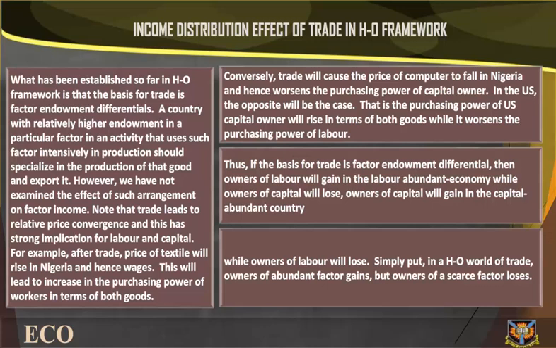Thus, if the basis for trade is factor endowment differential, then owners of labor will gain in the labor abundant economy while owners of capital will lose. Owners of capital will gain in the capital abundant country while owners of labor will lose. Simply put, in an HO world of trade, owners of the abundant factor gain, but owners of the scarce factor lose.